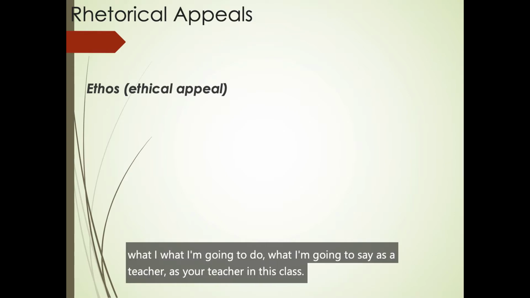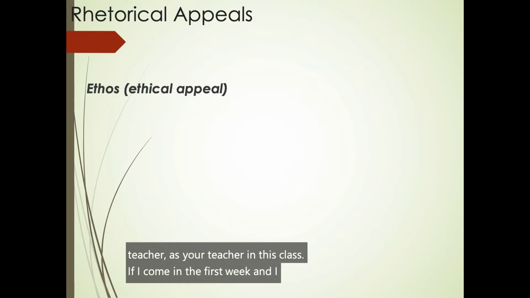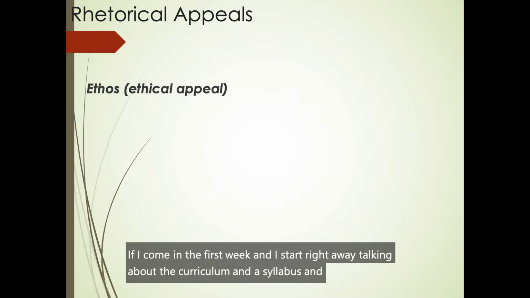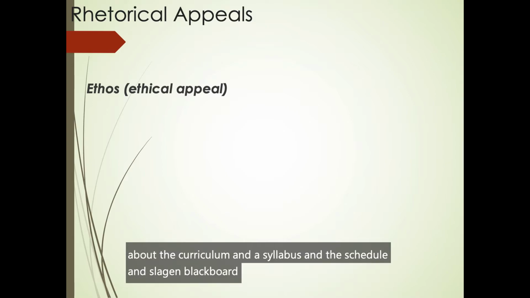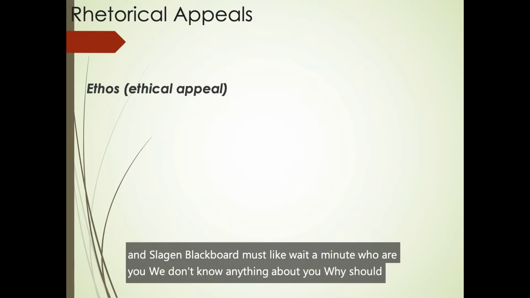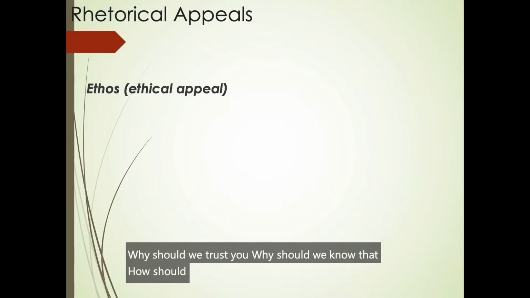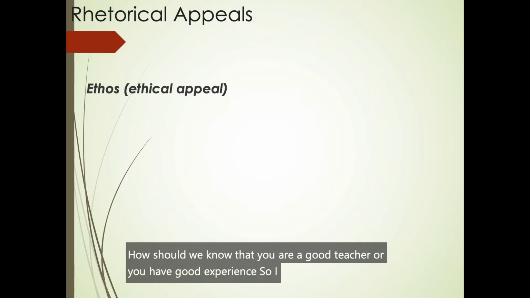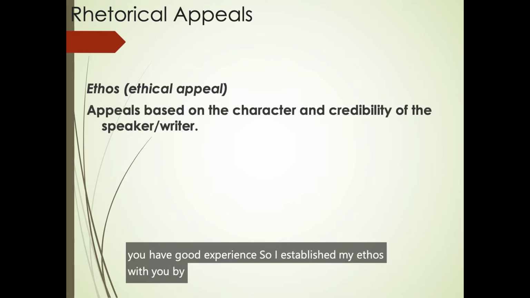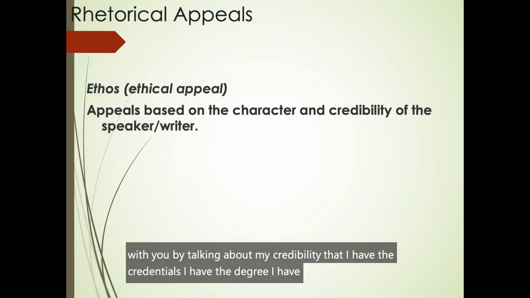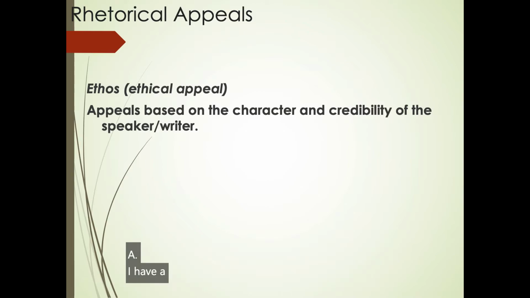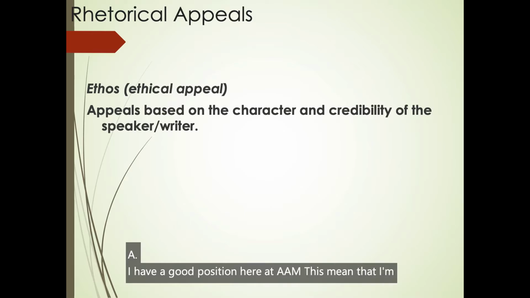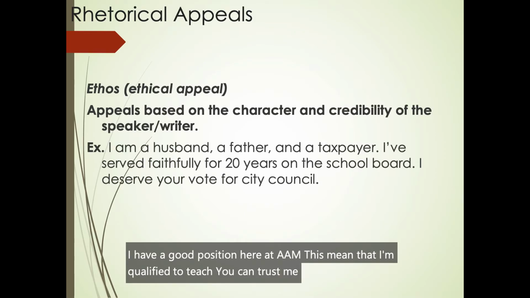If I come in the first week and start right away talking about the curriculum and the syllabus and the schedule and Slack and Blackboard, you'd say, wait a minute, who are you? We don't know anything about you. Why should we trust you? How should we know that you are a good teacher or you have good experience? So I established my ethos with you by talking about my credibility, that I have the credentials, the degree, the experience, and a good position here at AUM. This means that I'm qualified to teach you. You can trust me. Okay, so let's look at this example here.